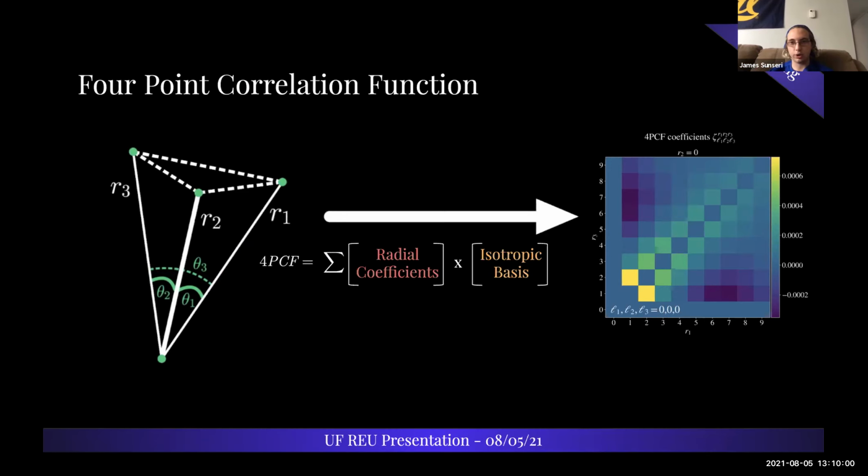On this plot, on the x-axis we have R1, all the different possible bins of R1, and on the y-axis we have R3, and then we're just looking at a slice of R2. So technically this is a volume cube we're looking at here. And every little square is a different 4-point correlation function coefficient, these radial coefficients that we're talking about.